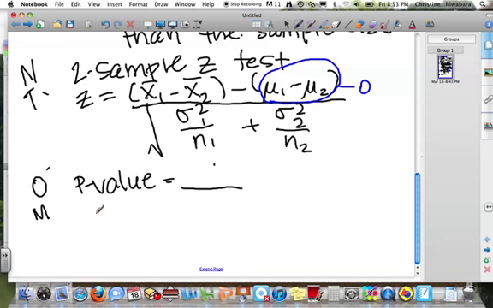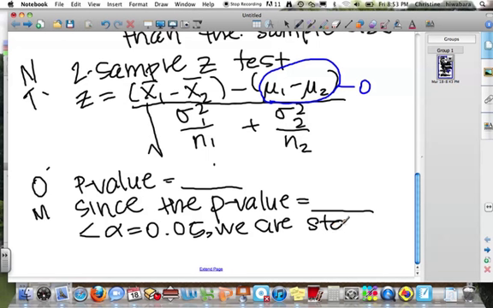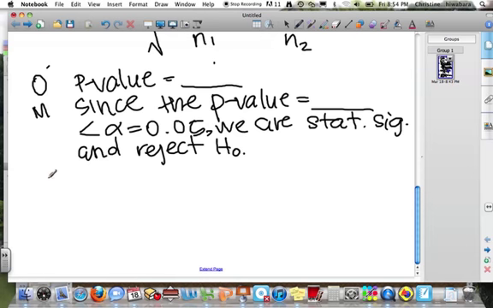M of PHANTOMS is to make a decision. So since the p-value equals, and then enter in that value, whatever you calculated up here, and is less than an alpha of, say, 0.05, we are statistically significant and reject the null hypothesis. Okay, so that's making your decision.